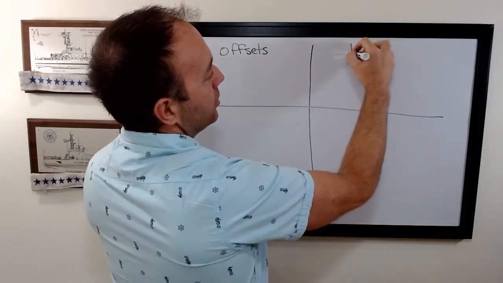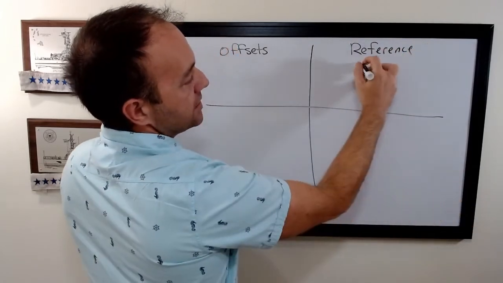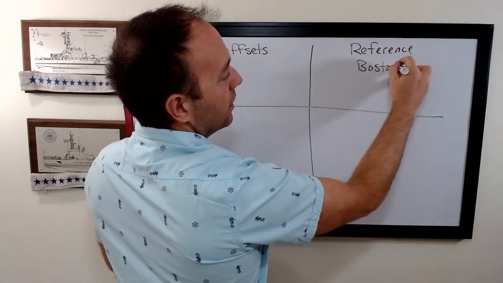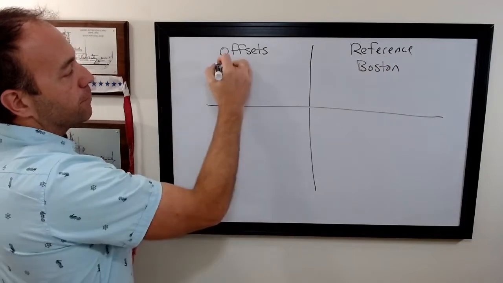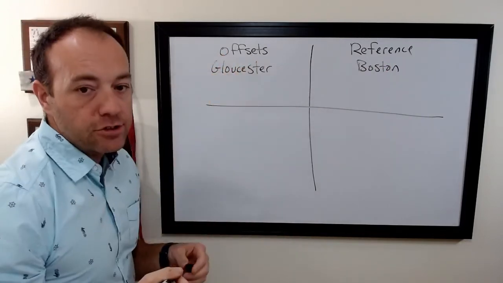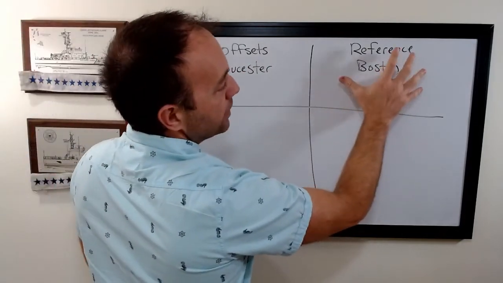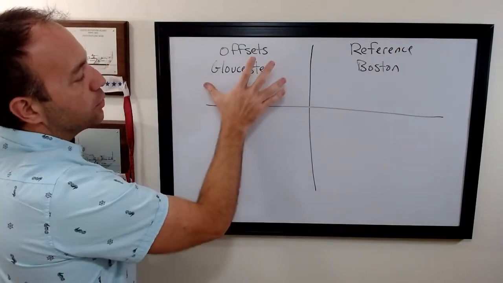And over here is going to be your reference station. So let's say your reference station was like Boston, and you were solving a current problem for Gloucester, Massachusetts, which is a small fishing town just northeast of Boston there. You would find it for the big town reference station. You would find some offsets.